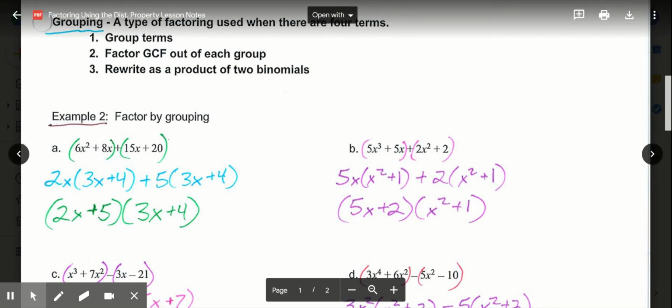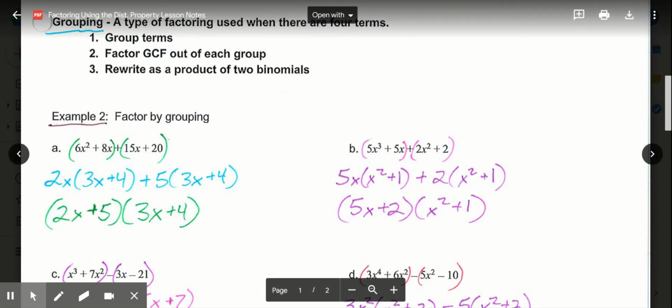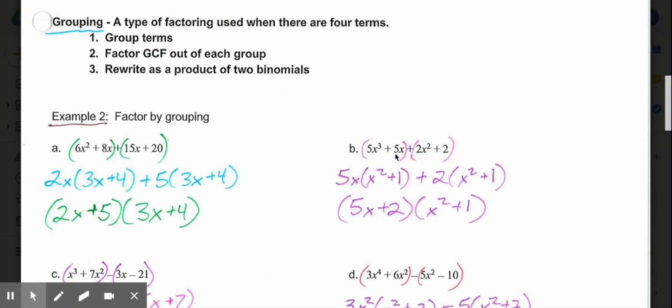In B, we have 5x to the third plus 5x plus 2x squared plus 2. So we have 4 different terms. So we group together the first 2 and the second 2 terms in parentheses. Then, looking at our first grouping, 5x to the third plus 5x, factor out the greatest common factor, 5x. That leaves us with x squared plus 1 on the inside.